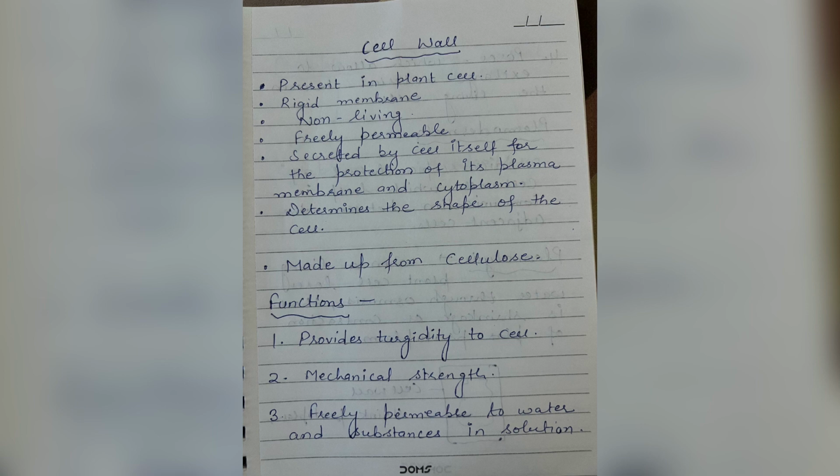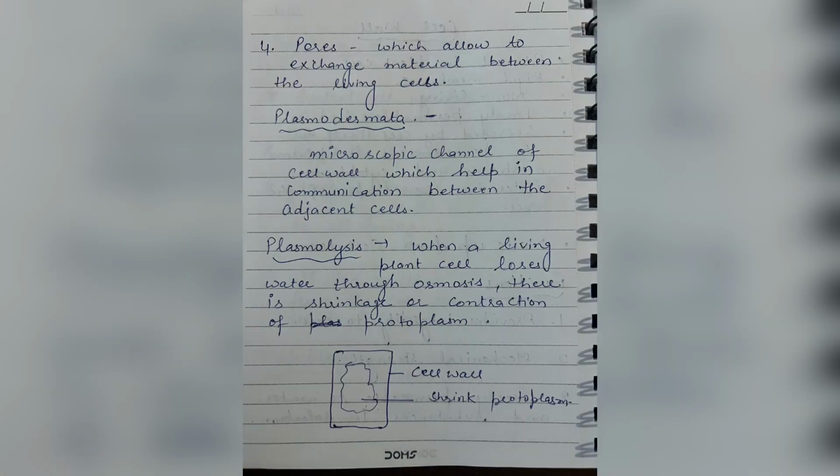Then what are the functions of the cell wall? Now, it provides turgidity to the cell. Turgidity means it will be filled with water, so it makes the cell turgid, and it gives mechanical strength to the cell. It is a freely permeable membrane which allows water and substances to go inside the cell. The pores present in the cell wall help to exchange material within the cells.